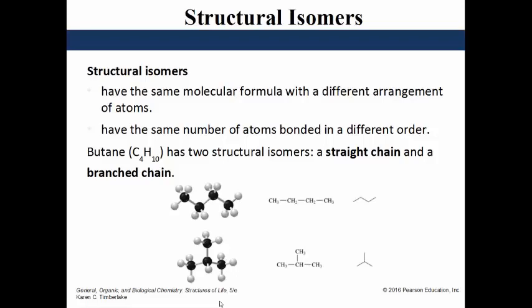So this is what we're talking about. You still have the same number of atoms, but they're just bonded in a different order. So C4H10, butane, has two structural isomers: the straight chain, like this, where it's end to end to end, and then a branched chain, like this. Still C4H10, but that is branched here, and it's not branched up here.